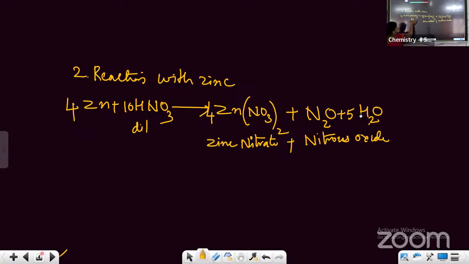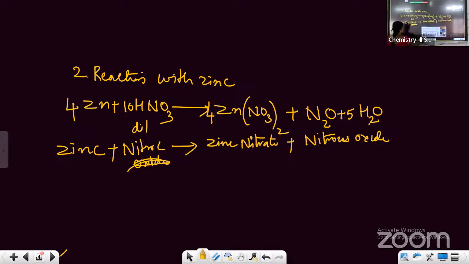The next statement कैसे बनाना है? Zinc reacts with dilute HNO3 to give zinc nitrate plus nitrous oxide. So I am writing the statement here in the form of the equation only. आप उसको ही statement ले सकते हैं statement के जैसा. So zinc reacts with nitric acid, dilute nitric acid, to give zinc nitrate plus nitrous oxide.